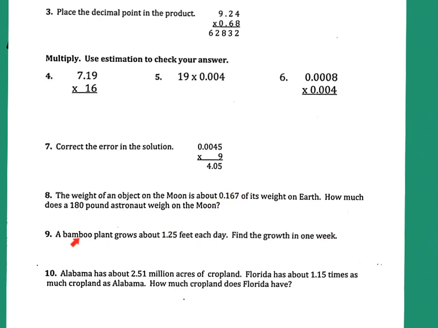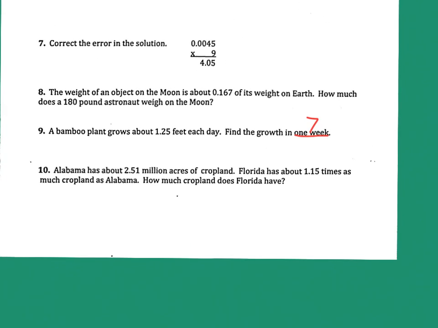Same with right here. A bamboo plant grows about 1 and 25 hundredths feet each day. Find the growth in 1 week. Well, guys, I'm just going to have you cross out 1 week and just go, well, that's 7 days, right? So you're going to times by 7. And then down here, number 10, Alabama has 2 and 51 hundredths million acres of cropland. Florida has about 1 and 15 hundredths times as much cropland as Alabama. How much cropland does Florida have? So that's another multiplication problem. So you're just multiplying these. So set those problems up, multiply, get your right answer.